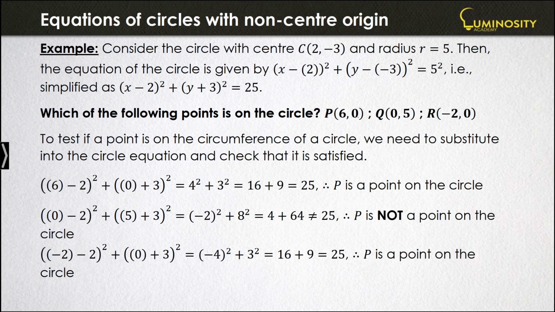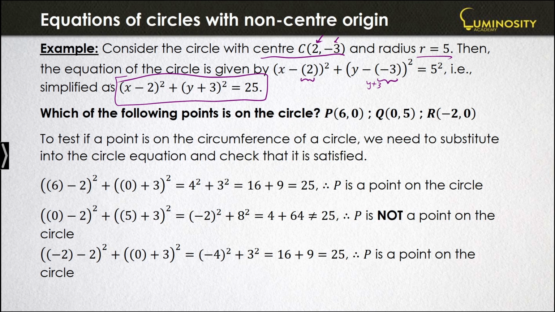So let's have a look at an example. If we have the circle with center 2, negative 3, and radius r equals 5, then the equation of the circle is given by, so it's always x minus and y minus these values here. So x minus 2 and y minus minus 3. So just be careful algebraically about your signs. So inside the brackets, it becomes x minus 2 all squared, and inside these brackets, it becomes y plus 3 all squared. And then 5 squared is 25. So this is the equation of that circle with center 2, negative 3 and radius 5.